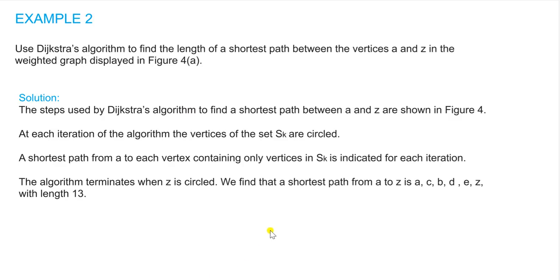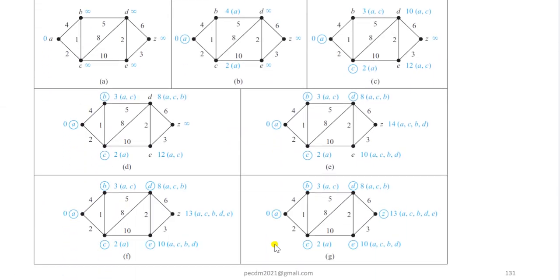See this example 2. Use this Dijkstra algorithm to find the length of the shortest path between the vertices A and Z in the weighted graph that is displayed in 4A. You see 4A, the question here. See this one, so this is our question. This is all our answer. Remaining all the boxes are our answer. We need to represent, we need to draw each and every graph. So this is our question.